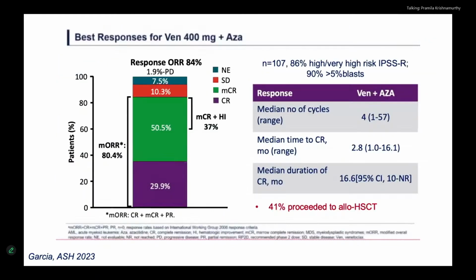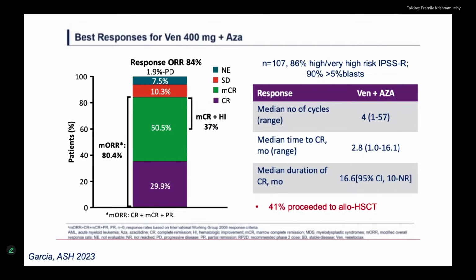And there certainly have been promising results reported for this combination, with an overall response rate of 80%, including CR and marrow CR as well as PR. And the median number of cycles that patients had was 4, and the median time to CR was around 3 months, suggesting that this can work quite quickly to get patients into a good remission, and noting that this was quite a high-risk population group.